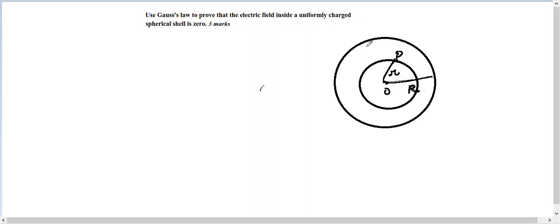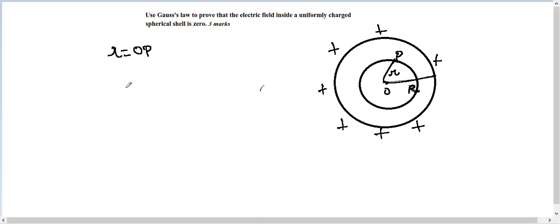The charge on this shell, which is a conducting shell, is going to be outside the shell as it is a conducting one. So we can see here that small r is equal to OP.